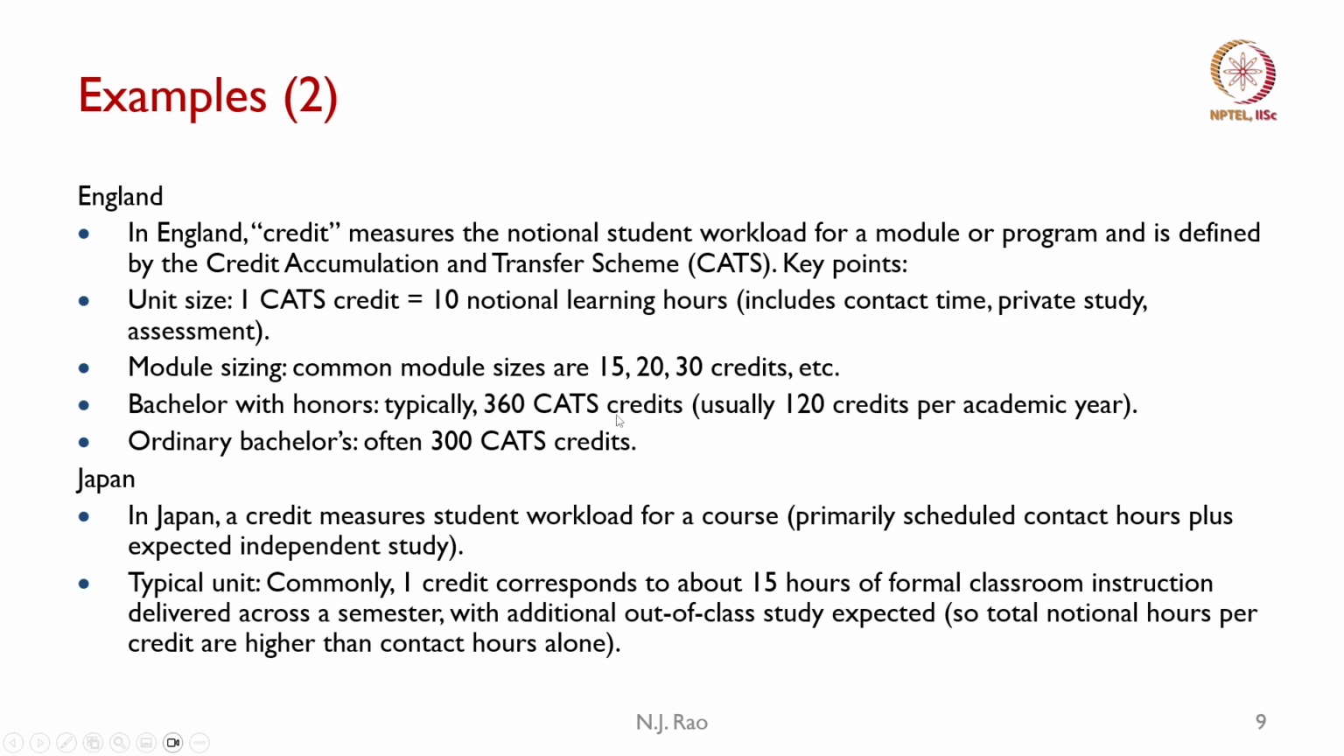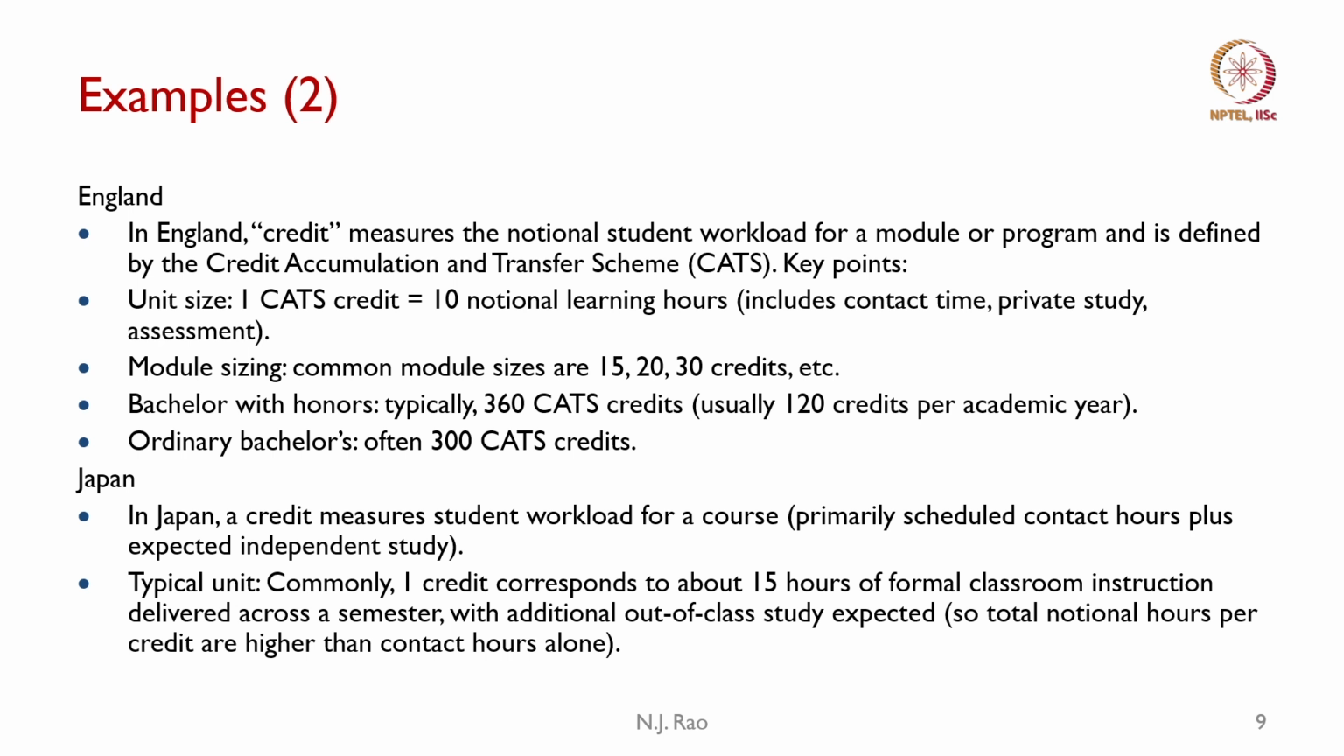As you can see, each country has a slightly different terminology. In England, credit measures the notional student workload for a module or program and is defined by the credit accumulation and transfer scheme. Key points: unit size equal to 1 CATS credit and 10 notional hours of learning, includes contact time, private study, assessment, and so on.